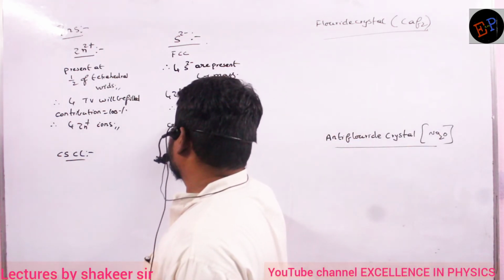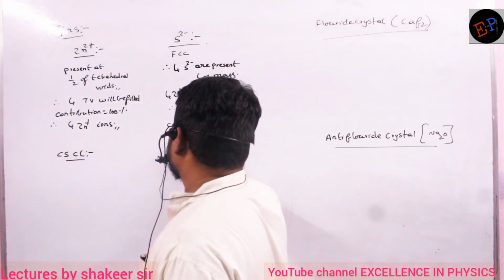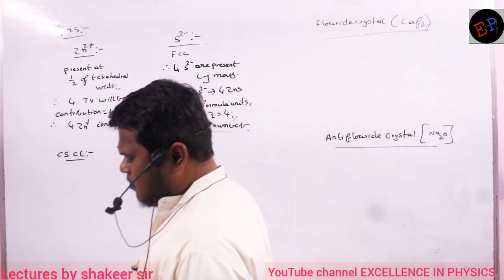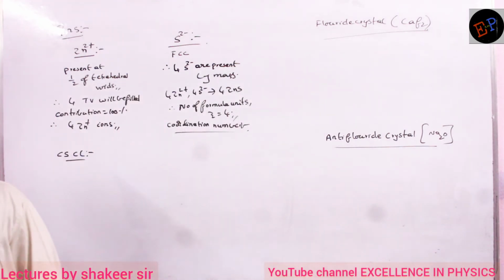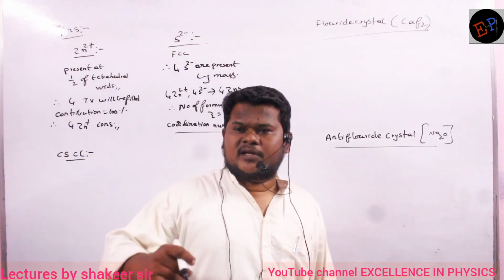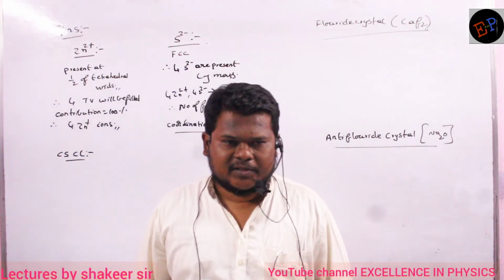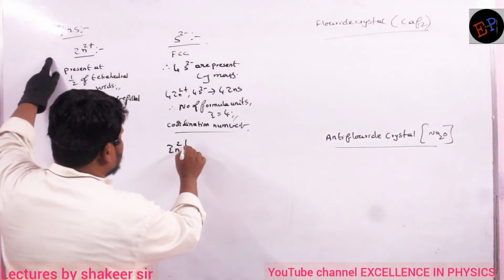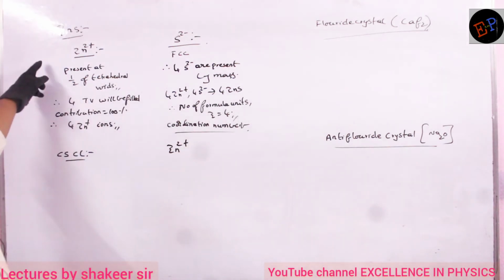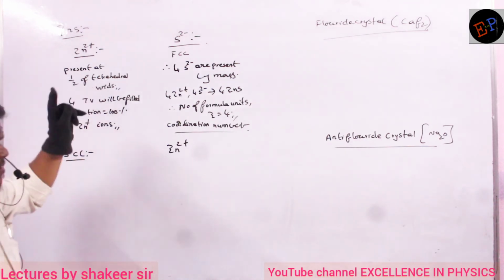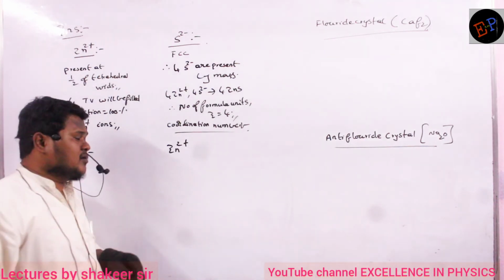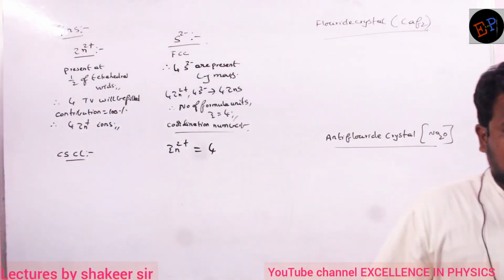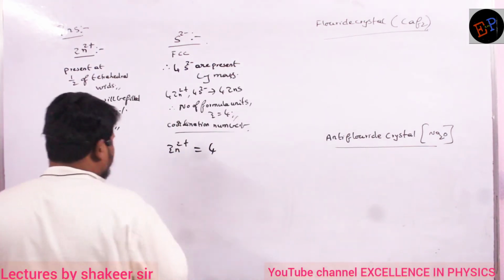Next we will study coordination number. What is meant by coordination number? Already we have studied. How many atoms surround an atom at the nearest distance, that is called the coordination number. So first of all, I will study Zn2+. Where are they present? At tetrahedral voids. If atoms are present at tetrahedral voids, then their coordination number will be equal to 4. So if you want, make a note of that point.